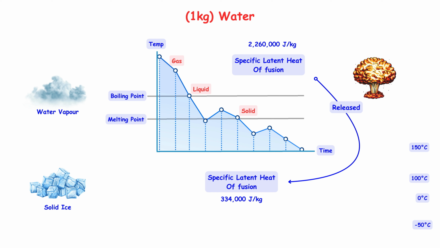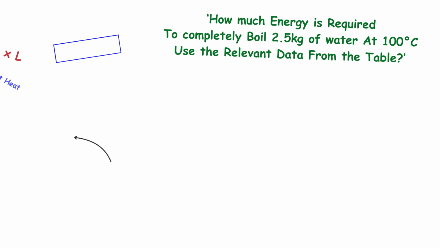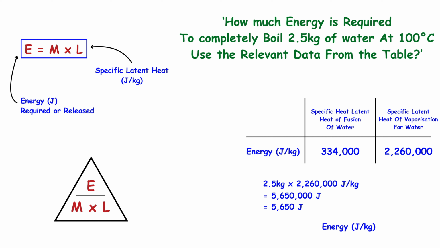The equation to use is energy equals mass multiplied by specific latent heat. A typical example could be, how much energy is needed to completely boil 2.5 kilograms of water at 100 degrees Celsius? Since it's boiling, we use the latent heat of vaporization, so we multiply 2.5 by 2,260,000, which gives 5,650,000 joules, or 5,650 kilojoules. And that's it for today's lesson.